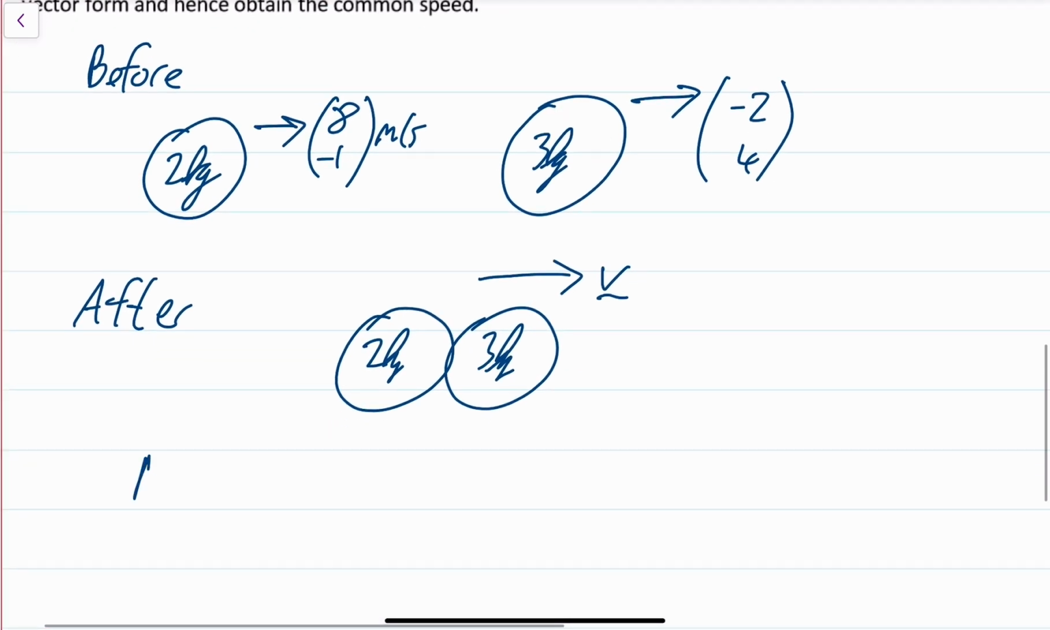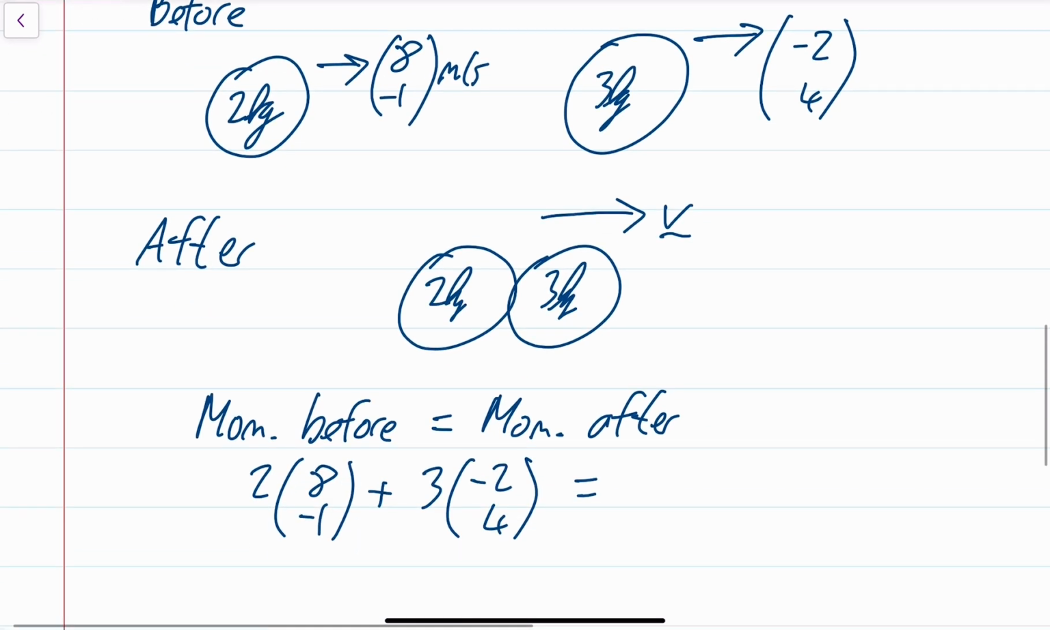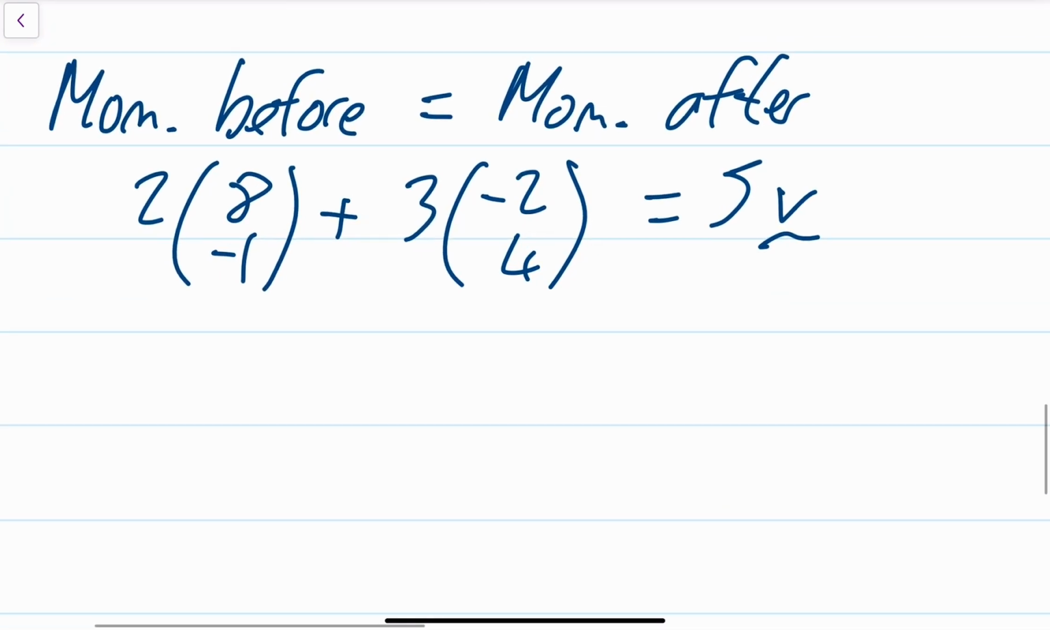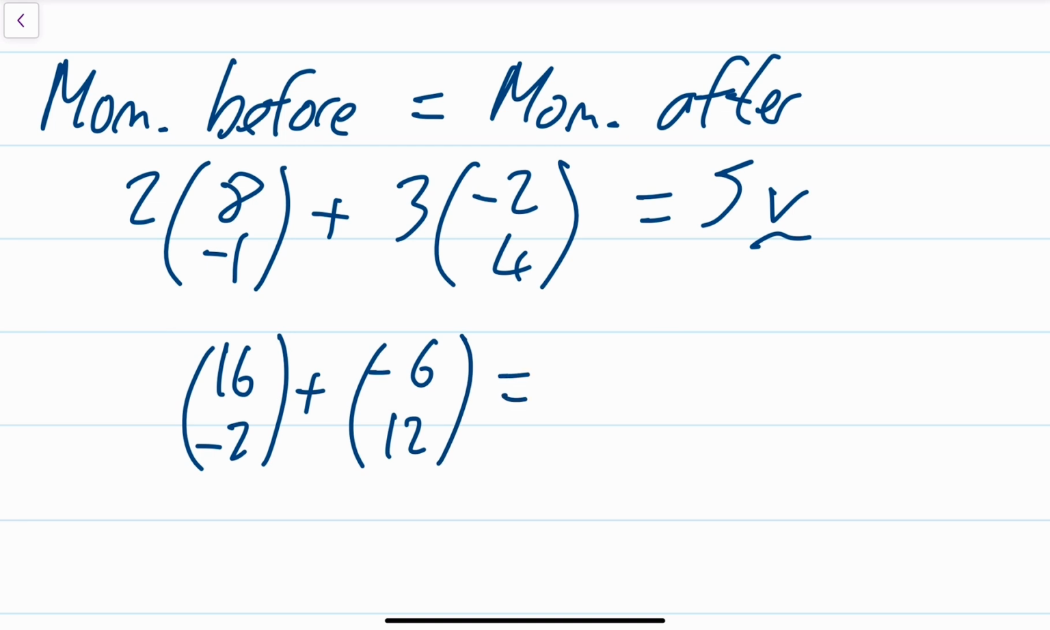So momentum before equals the momentum after. That's all we're doing here. For the first one, it's 2 times (8, minus 1) plus 3 times (minus 2, 4) is equal to the common mass, which is going to be 2 plus 3, so 5 times my vector V. We'll just go with this and see what happens. Let's tidy it up: (16, minus 2) plus (minus 6, 12) is equal to 5V.